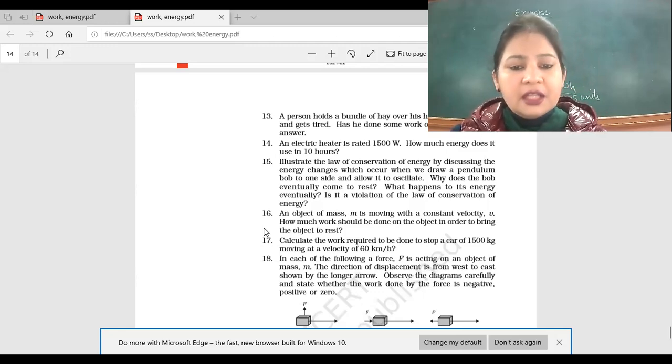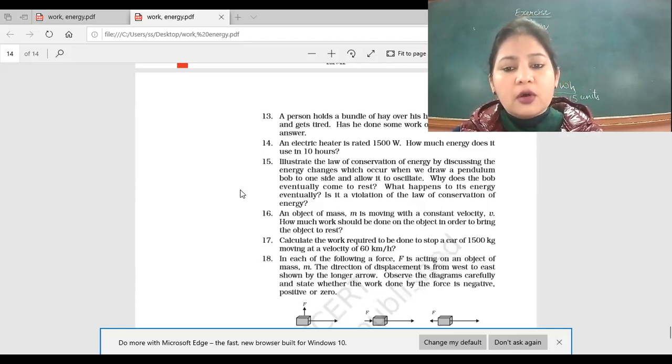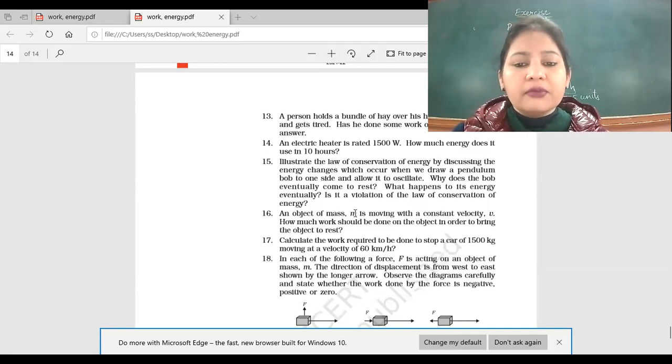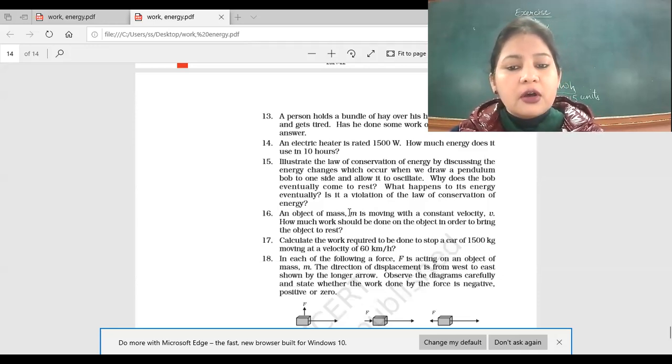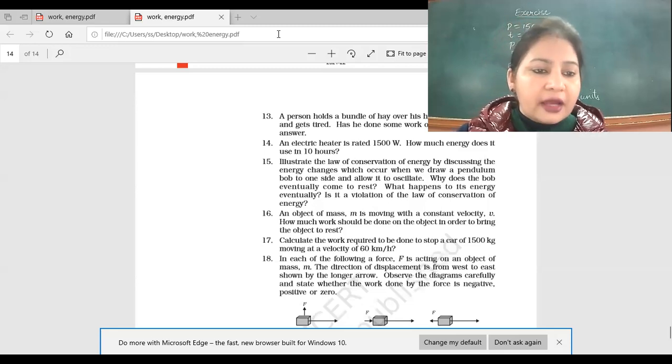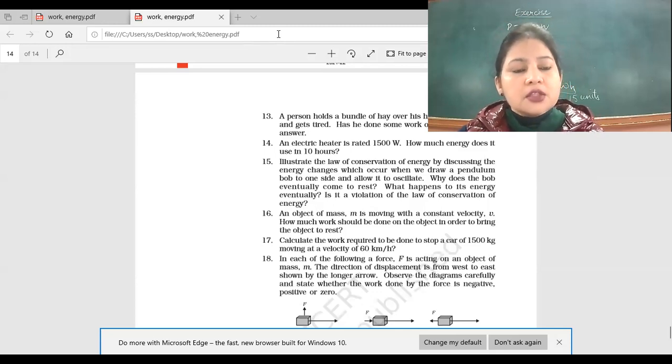16th and 17th we have done. 16th let's do. An object of mass m is moving with constant velocity v. Iska matlab ye u diya hua hai ki initially object is moving with this velocity, so u is v in this case. How much work should be done on the object in order to bring the object to rest? So object is coming to rest, that means final velocity is zero. So when initial and final velocities are given, which formula we will use to calculate work? Yes, students. कौन बताएगा? Which formula we will be using here? From work energy theorem. Yes, we'll use work energy theorem.